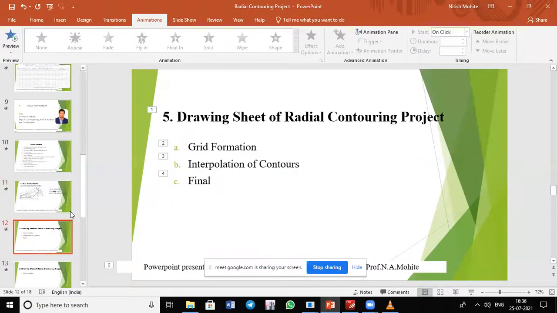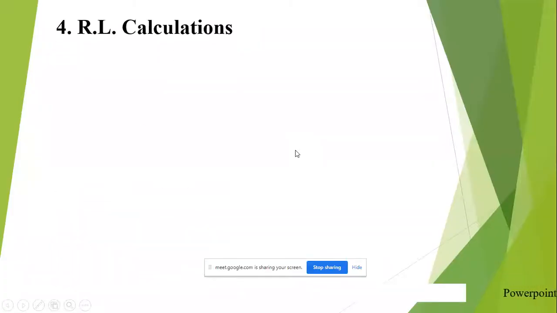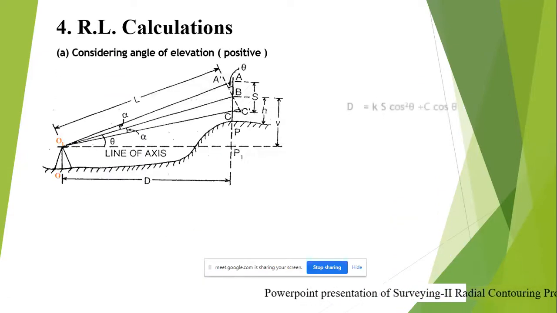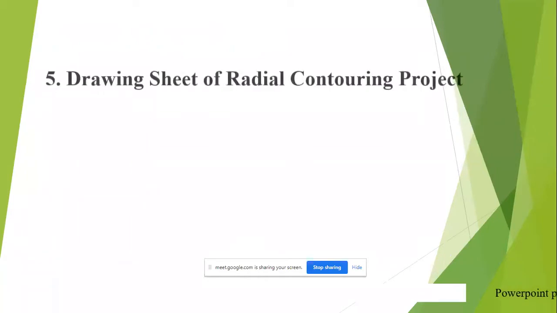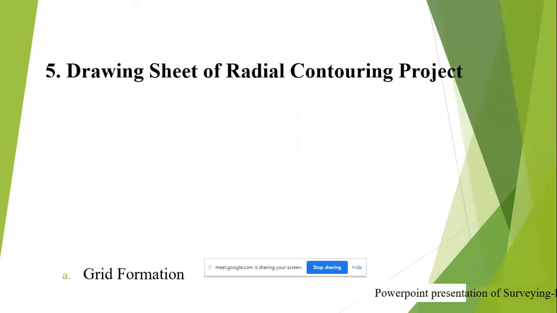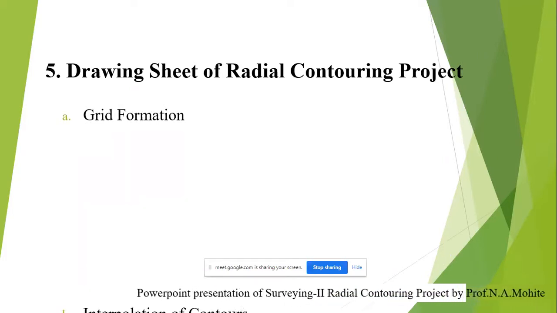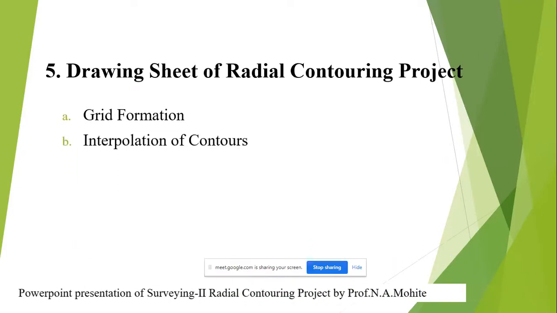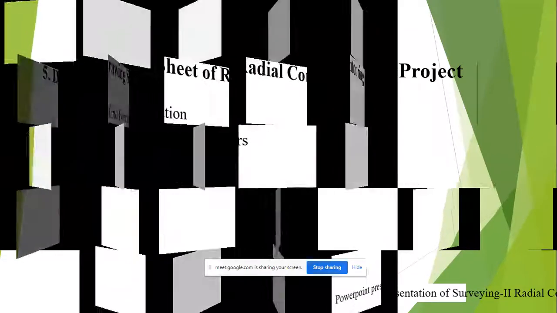Then moving further, after doing the RL calculations, we are going to start drawing the sheet. As I told you, there are three steps: grid formation by taking a suitable scale, then interpolation of contours, and final drawing of the sheet. So first of all, I will show you how the grid formation was done.